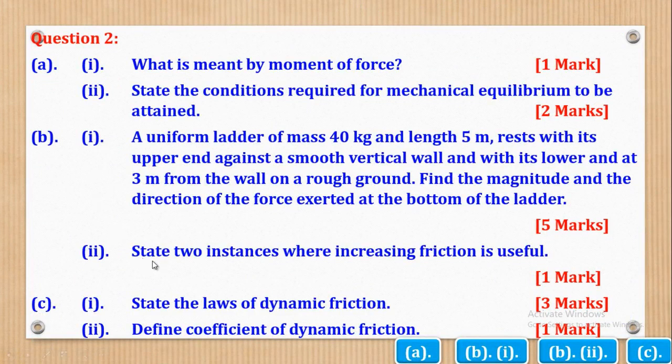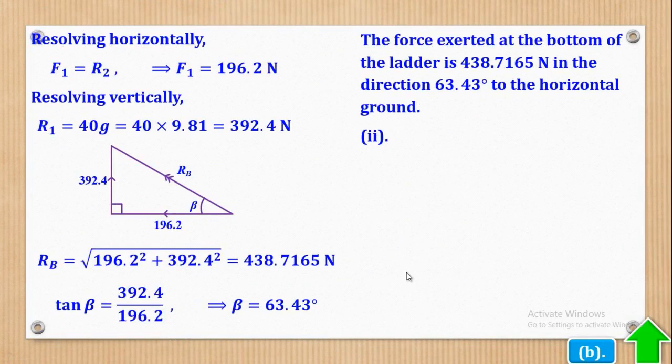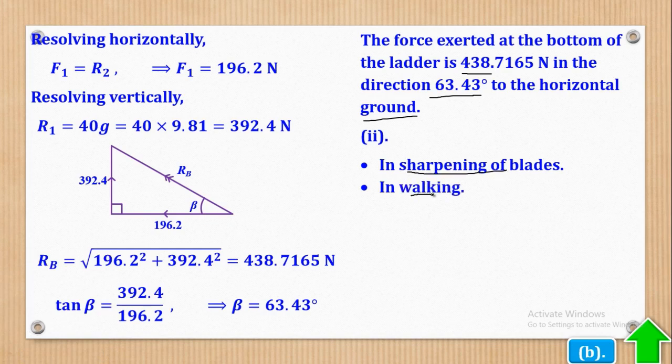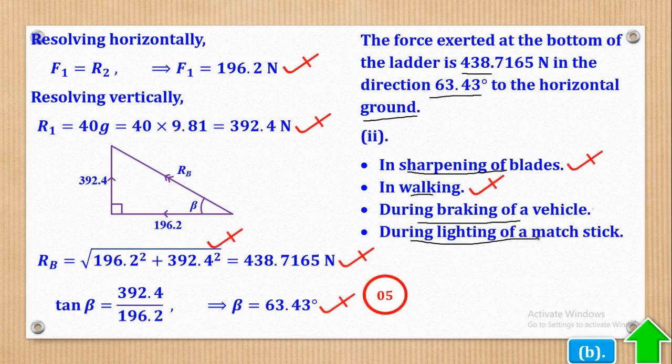Roman 2 says, state 2 instances where increasing friction is useful. The first one is in sharpening of blades. Then 2 is in walking. 3 is during braking of a vehicle. And 4th is during lighting of a matchbox. So any of those is okay.